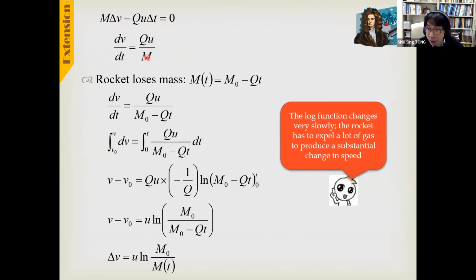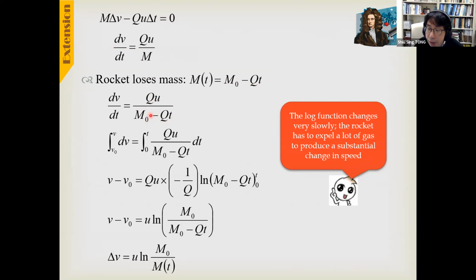Is that right? Now, the right-hand side is not a constant. It contains the mass, M. Q and U are constant, but M is not constant. The mass of the rocket is actually decreasing with time. If the initial mass of the rocket is M0, then in a time t, because of the fuel ejected, the mass of the rocket will be reduced to M0 minus QT. So in this differential equation, the right-hand side depends on t, and we can put the proper dependence into the equation now. M is equal to M0 minus QT.